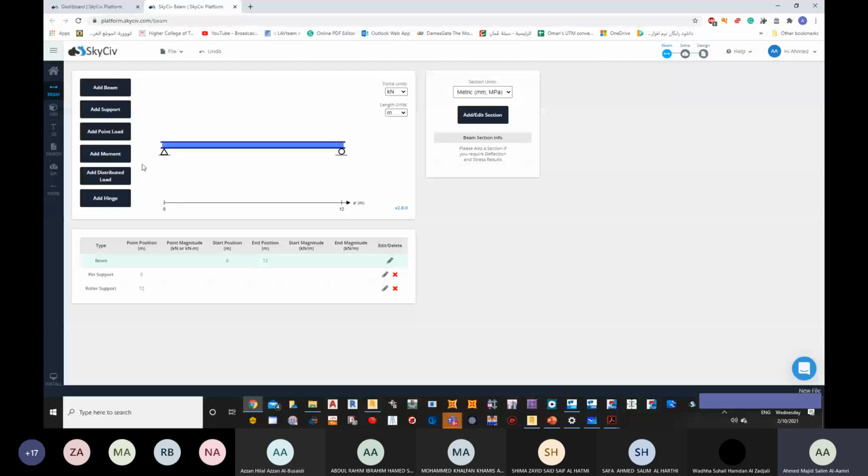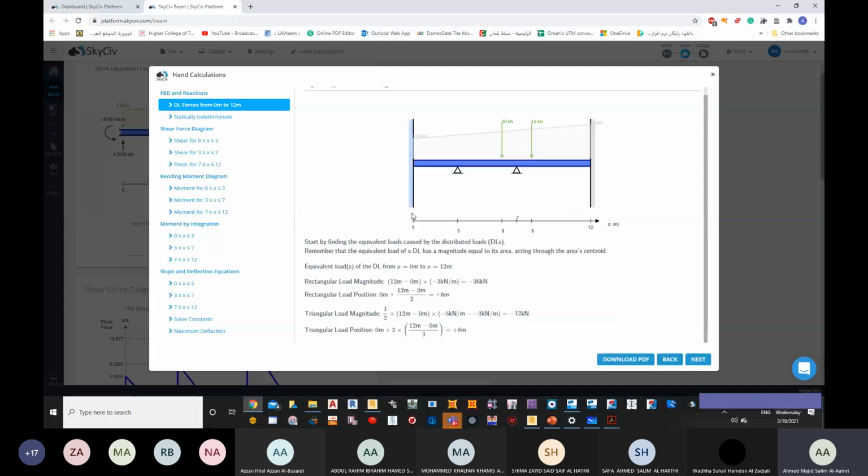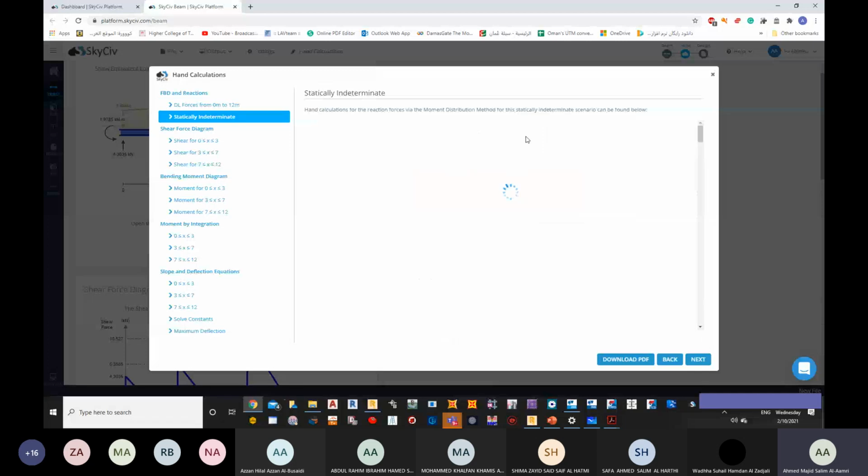Now, if you go on solve, it will show you the reactions of this particular beam. It will show you the hand calculation if you are having the educational version. Okay. So this is going to show you how to calculate the reaction using the same method that you have studied in college. Now it says that this is statically indeterminate. If it's statically indeterminate, then you should be using the moment distribution method. And this is now going to be the moment distribution method for your system. Okay.